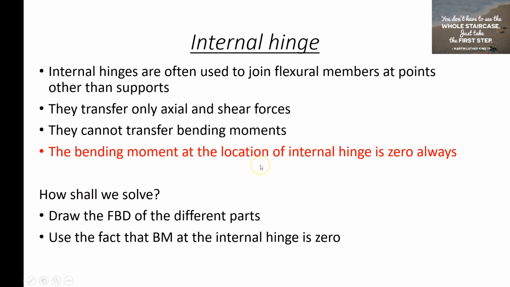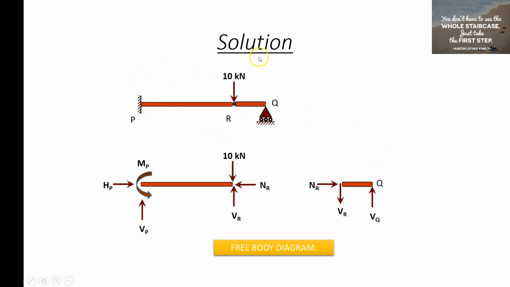How we are going to solve the problem is, we need to draw the free body diagram of different parts, and we need to make use of the fact that is highlighted in the red marker here, that the bending moment at the internal hinge is 0. Now, we are drawing the free body diagram here. What we are doing is making a cut at this location R, and we are drawing PR separately here and RQ separately here.